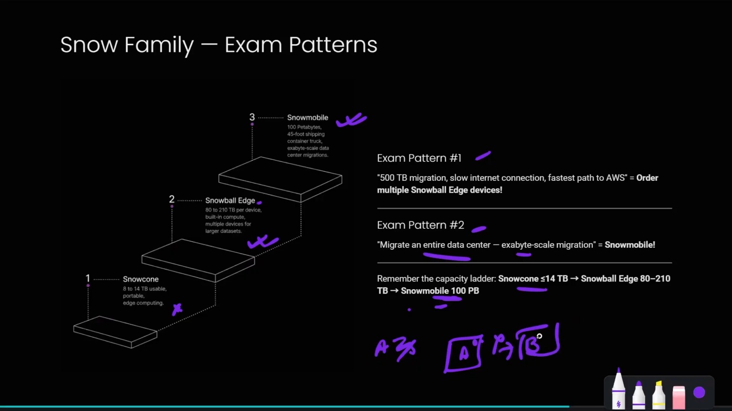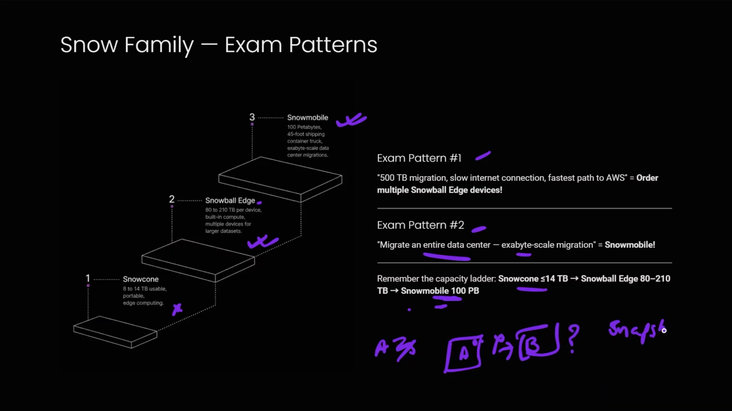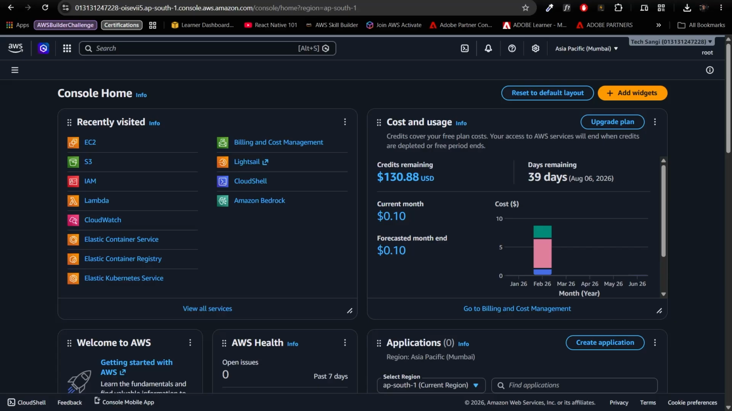So how do we move our data to a different Availability Zone? We use snapshots. What is a snapshot? A snapshot is basically a backup photograph of your hard drive. So let's do it together right now. I will go to my AWS console and simply search for EC2.